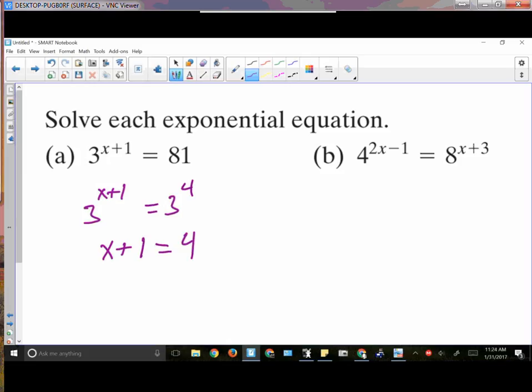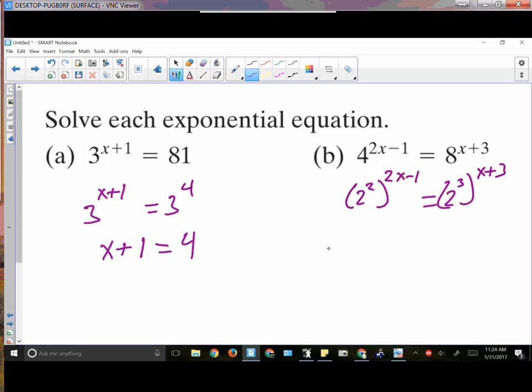Now, problem comes in over here. Do I have the same bases? And the answer is no. Can I rewrite this? Can I rewrite 4 in terms of a prime number to a power? So that would be 2 squared, right? And this would be 2x minus 1. What would 8 be? 2 to the 3rd power times x plus 3.